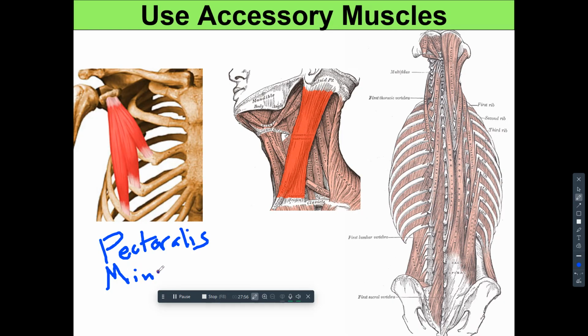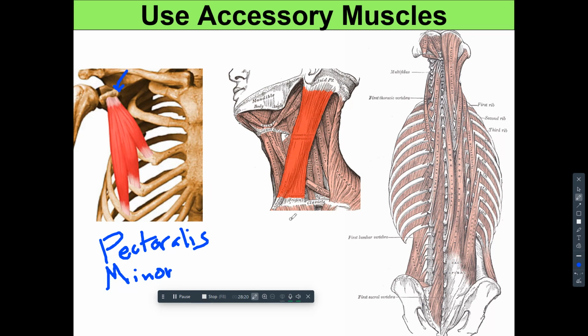And notice how the pectoralis minor goes from the coracoid process of the scapula up here and grabs onto ribs 3 through 5. It pulls the ribs up. Think about the ribs coming up, making your rib cage bigger, increasing volume, which means pressure is going to go down.